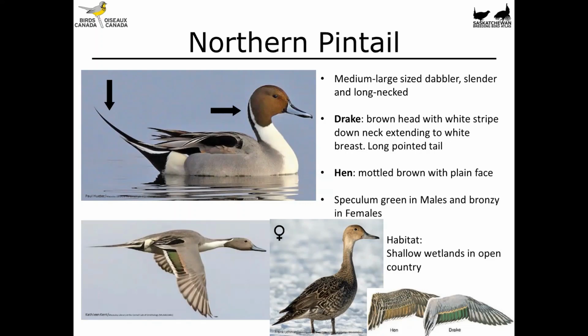The drake has this brown head with a white stripe down the neck that extends down into the breast, and this long pointed tail. The hen is mottled brown with a plain face. The speculum is green in males and bronzy in females. This is a species that likes really shallow wetlands and open country and tends to be most common in the southern parts of the province.